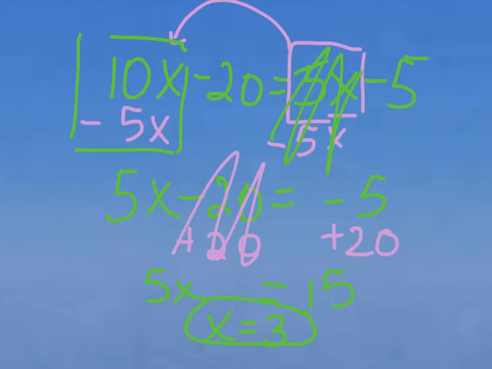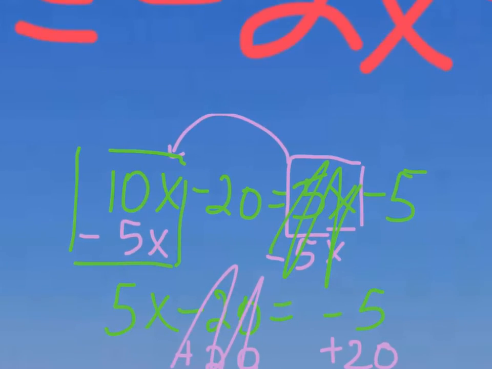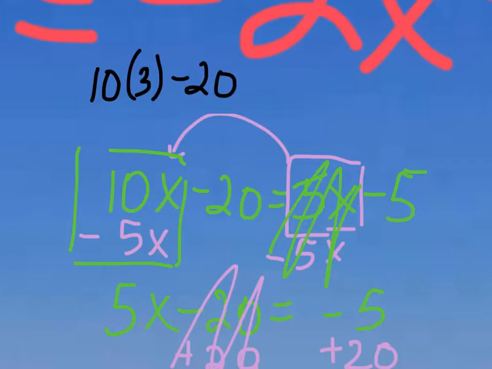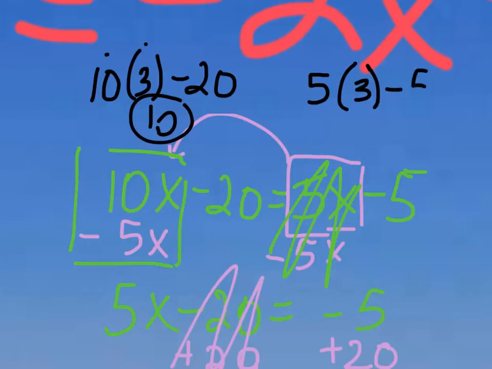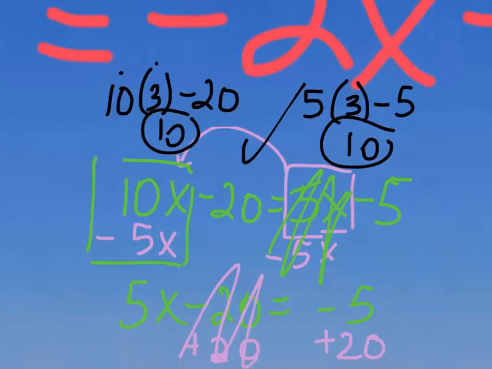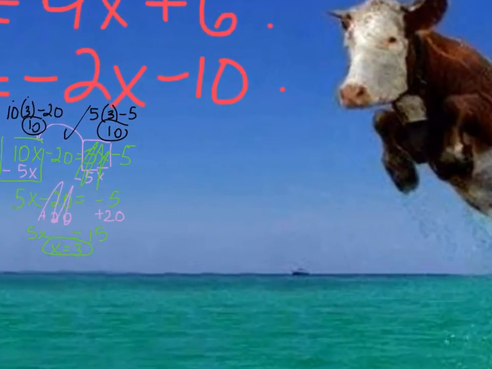Okay, let's just check that real quick, make sure we've got it done right. On the left side, we would be doing 10 times x, well, x is 3, minus 20. 10 times 3 is 30, 30 minus 20 is 10. And on the right side, it's 5x minus 5, so 5 times 3 minus 5. That's 15 minus 5, which is also 10, so we've got the right answer. All right, let's go on to another one.